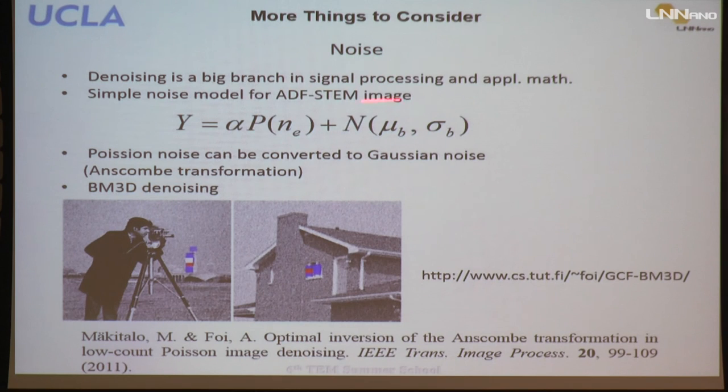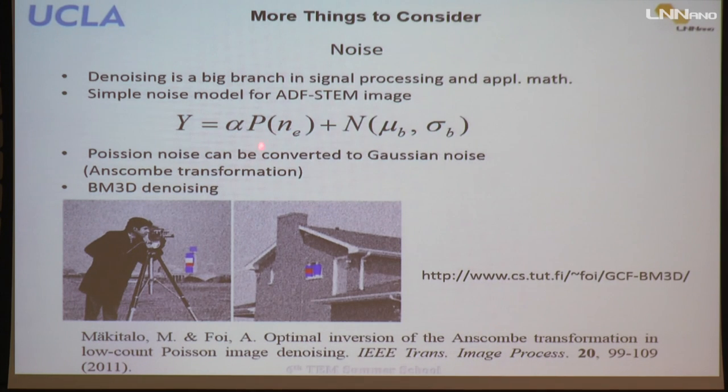There are more things to consider, like noise. Denoising is a big branch in applied math and signal processing, and a lot of different denoising techniques are known. There are a lot of different sources of noise in a TEM image, but a very simple model can be built like this.